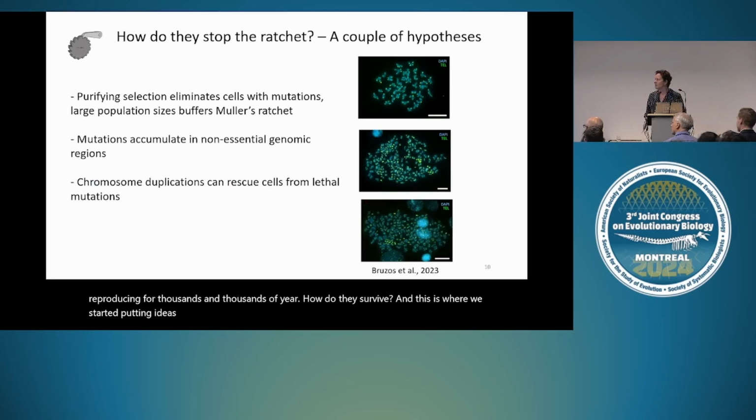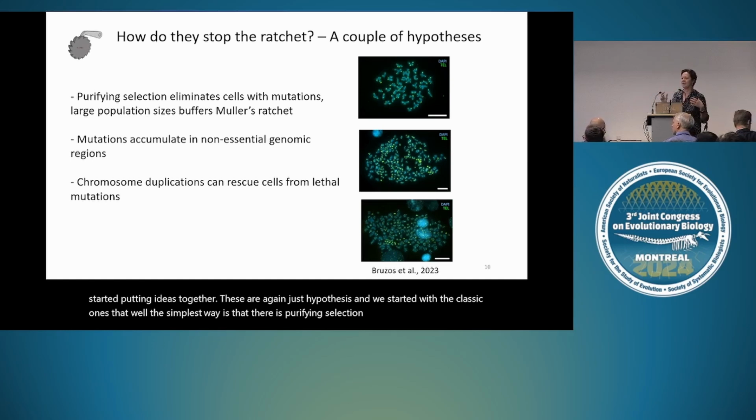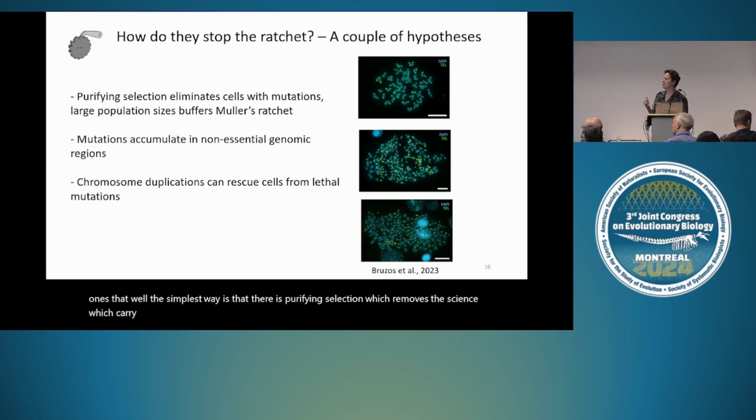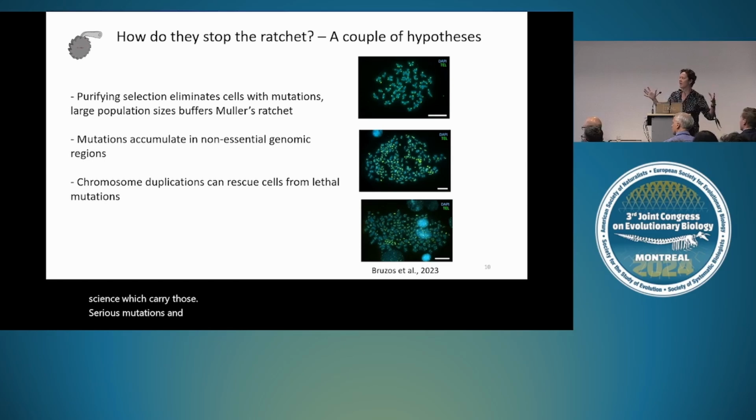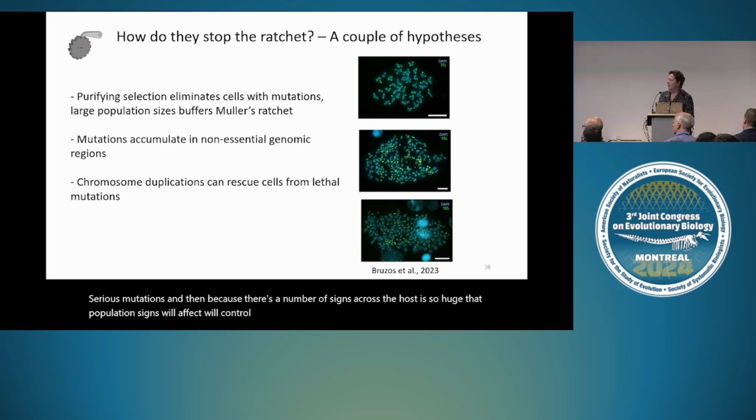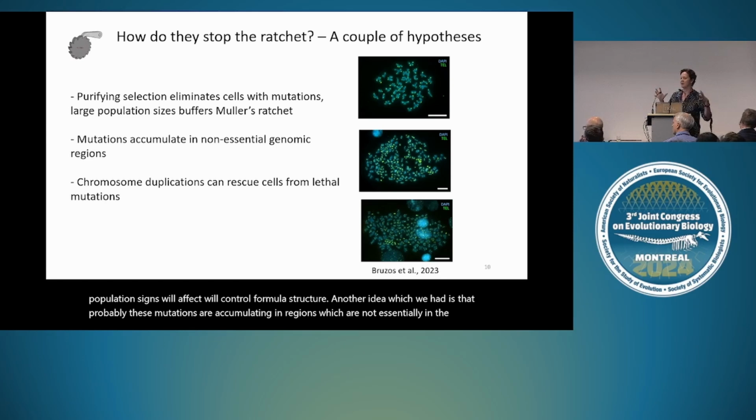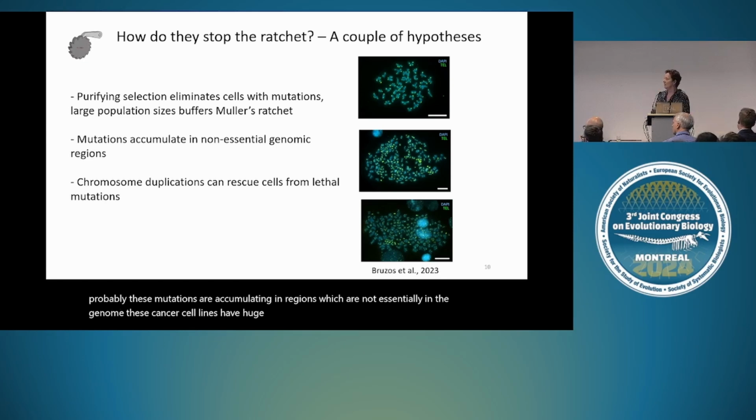These are, again, just hypotheses, and we started with the classical ones that, well, the simplest way is that there is purifying selection, which removes the cells which carry those deleterious mutations. And then because the number of cells across the host is so huge, that population size will control the fitness. Another idea which we had is that probably these mutations are accumulating in regions which are not essential in the genome. These cancer cell lines have huge genomes, so probably all the mutations are present where they don't matter.